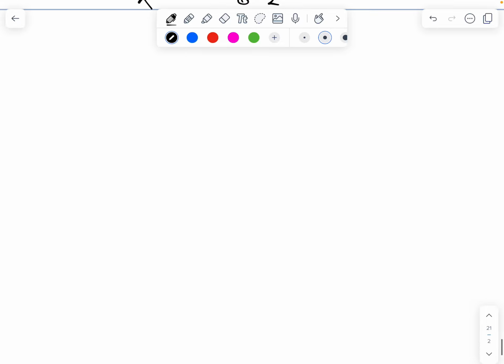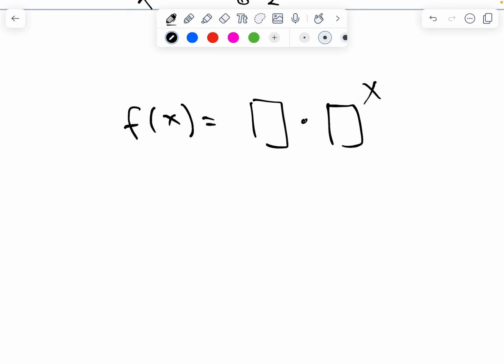So the format for this is this: f of x equals blank times blank to the x power. What goes in the first blank is your 0th term. What goes in the second blank is your common ratio. So try this example.